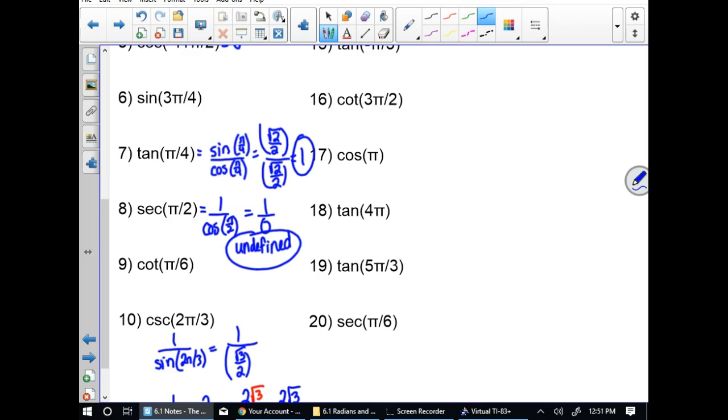Okay, but remember, what is 0 over 1? What does that equal? That's 0. So if you got 0 over 1, that is 0. It's not undefined there. 0 over 1 is 0, and 0 can be an answer for these. But 1 over 0 is going to be undefined.